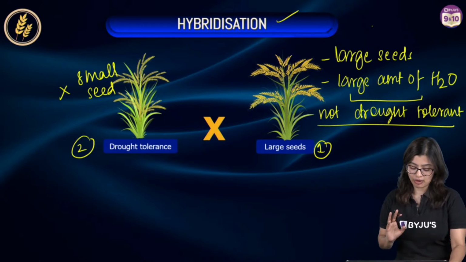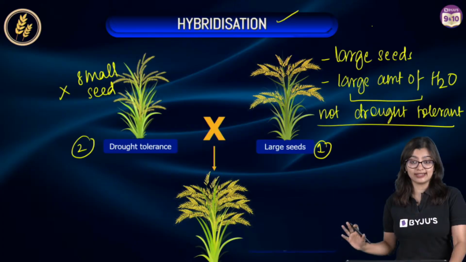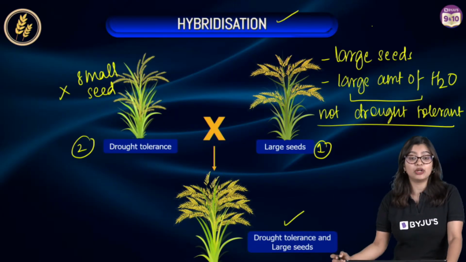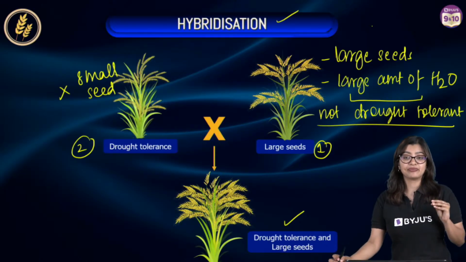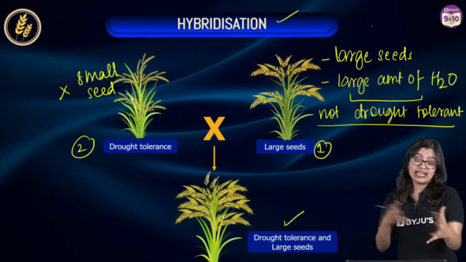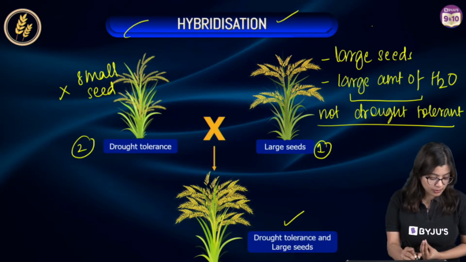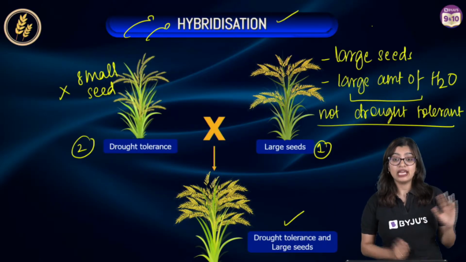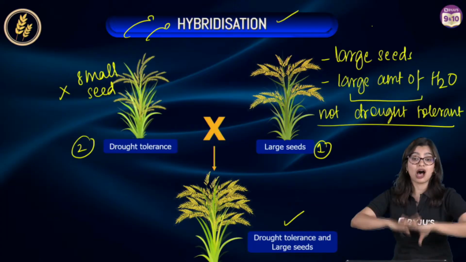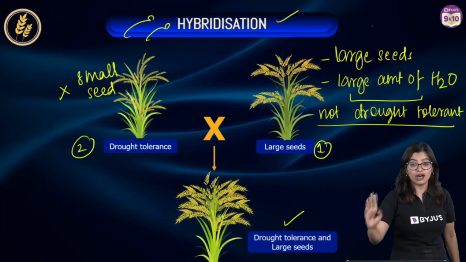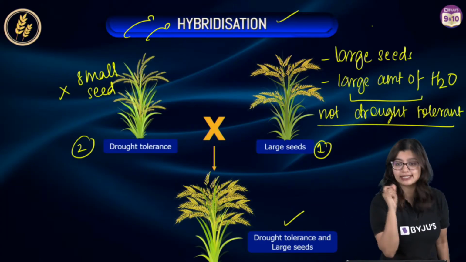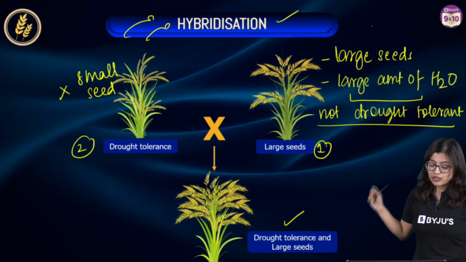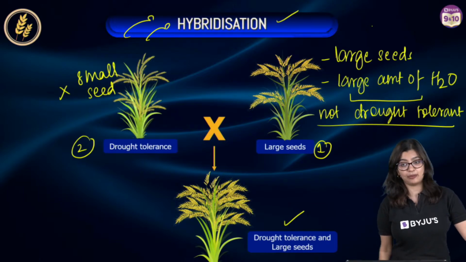But what if there was a process where he was able to get a plant that not only had large seed, but it was also able to be drought tolerant. Now this process where he is able to achieve this is what we will call hybridization. What is hybridization? It is the crossing of plants that are not similar, or they are dissimilar. Very good, Tanushri. So as you can see, this is what is called hybridization.